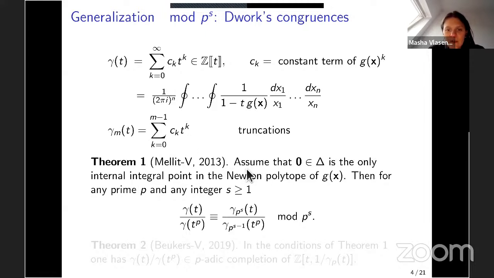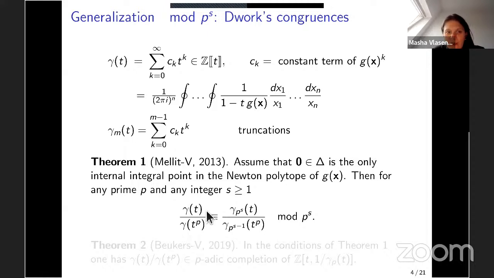Then, under the assumptions as before, that 0 is the only internal integral point in the Newton polytope of G, for any prime number p and any integer s, we have the following congruence modulo p to the s. So how can we look at this?